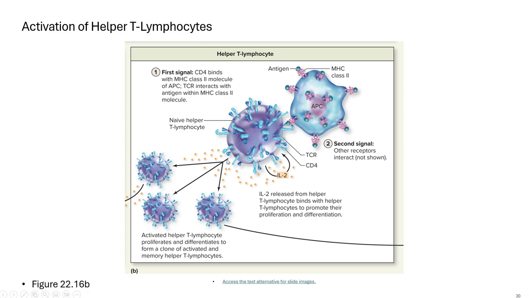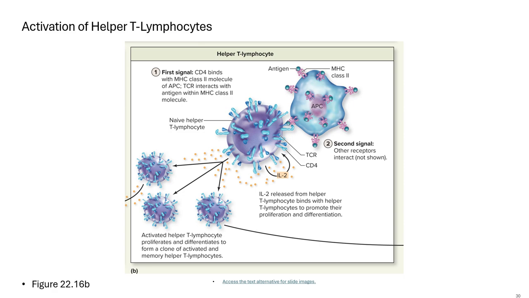And then whenever it divides, although the receptors are the same, you call the cells something different. So you may call them an activated helper T cell and a memory helper T cell. The activated helper T cells are the ones that are actually initiating the immune response, right? They're going to help with both the cell-mediated immunity and antibody-mediated immunity, which we'll get to in just a moment.